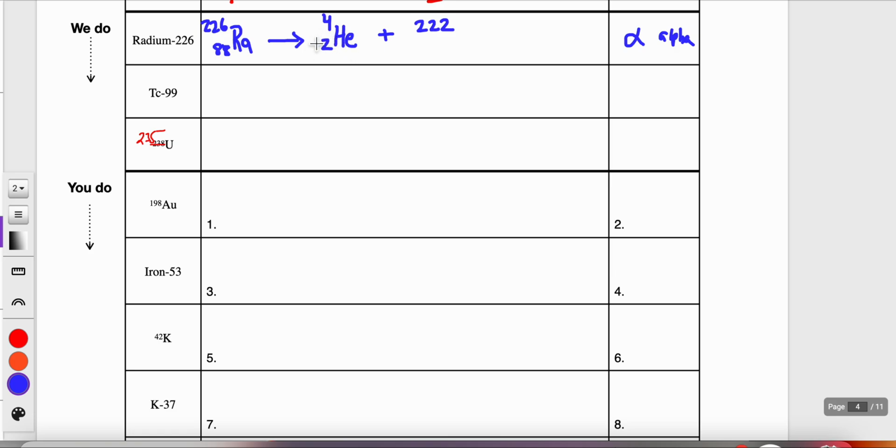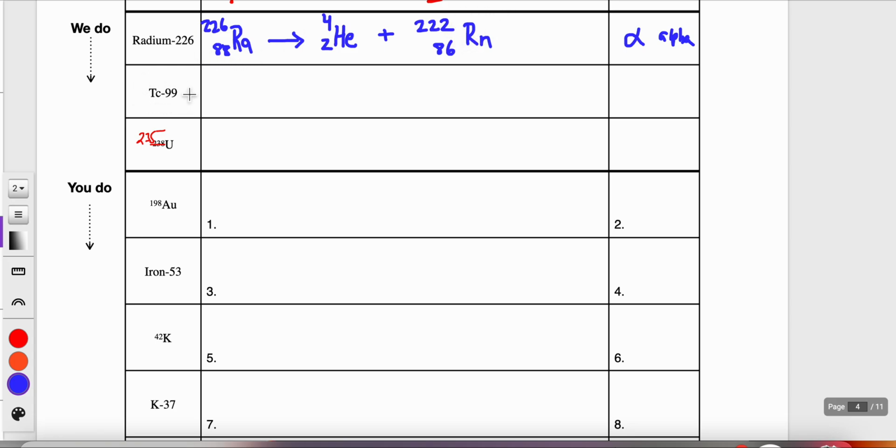The alpha particle also takes 2 of radium's 88 protons. So the alpha takes 2, the new structure has what's left over, which would be 86. 86 plus 2 equals 88. So we need to find an element on the periodic table that has 86 protons. And when you look on the periodic table, we will see that the new atom formed is radon, Rn.